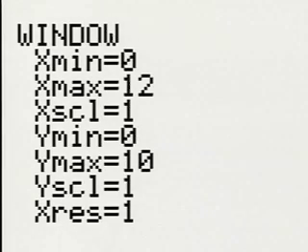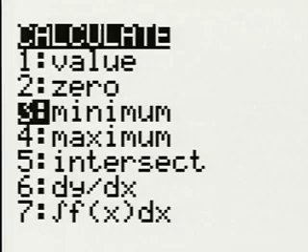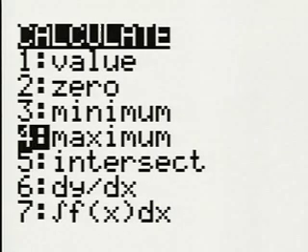And we'll graph that again and see what it looks like. And we do see the entire graph between x equal to 0 and x equal to 12, so we don't need to adjust our settings anymore. For part A, we were asked to determine the highest rate during this time period, so that means we need to find the maximum. So we're going to go to our calc menu, select option number 4 for maximum.